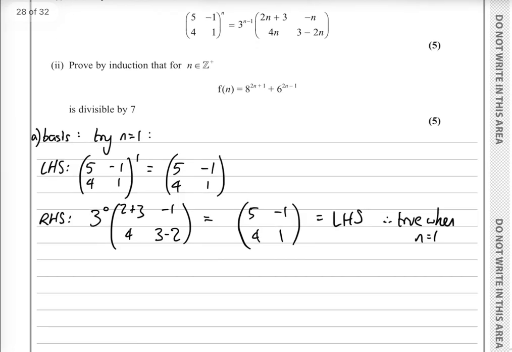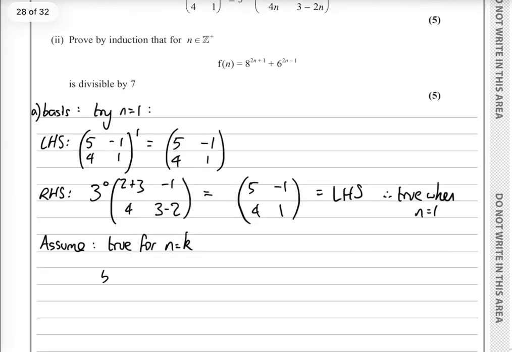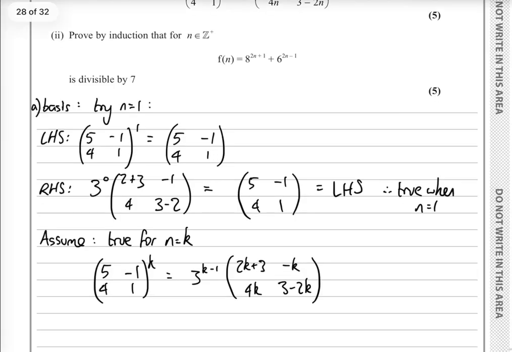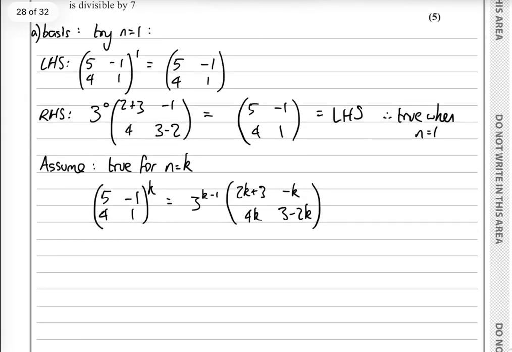The second step is the assumption. We are going to assume it's true for n equals k, and that gives us this statement to use in our inductive step: 3 to the k minus 1, 2k plus 3, minus k, 4k, and 3 minus 2k. So I can use that in the induction, which is the next step.